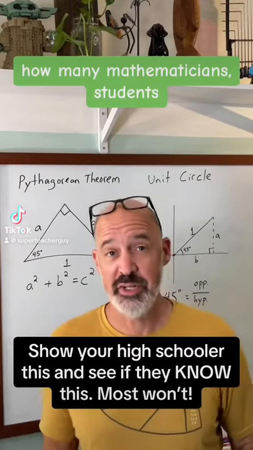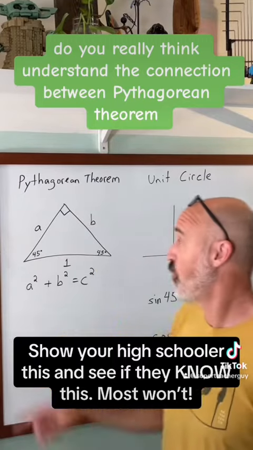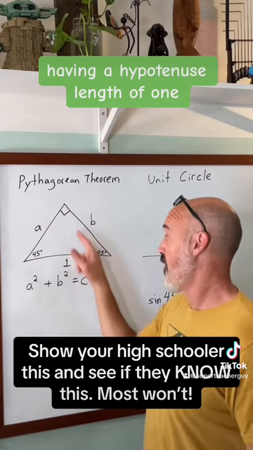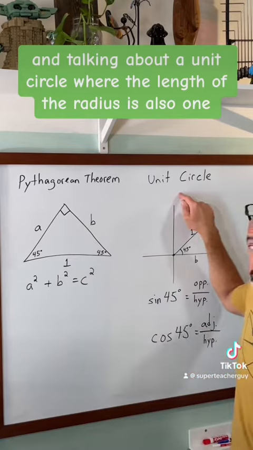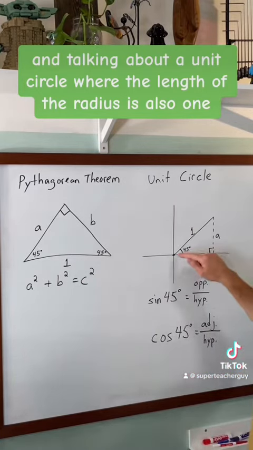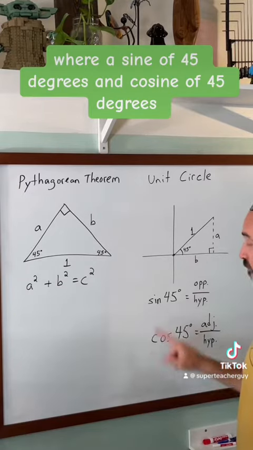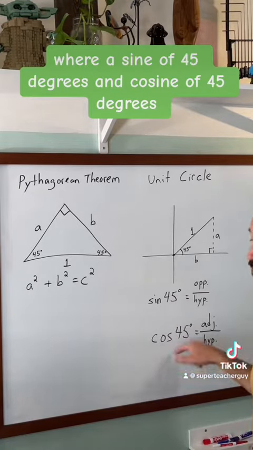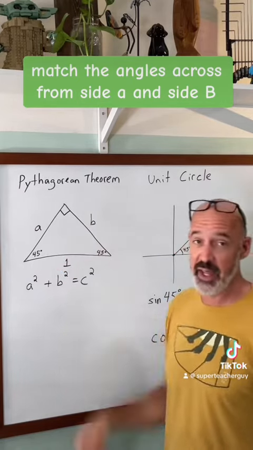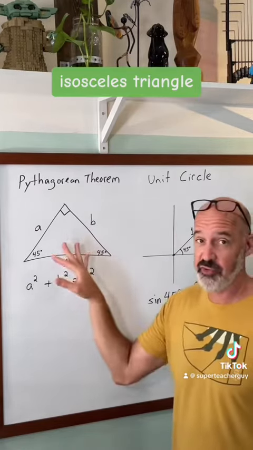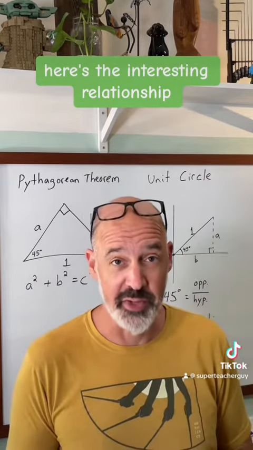How many students do you really think understand the connection between the Pythagorean theorem, having a hypotenuse length of 1, and talking about a unit circle where the length of the radius is also 1, where sine of 45 degrees and cosine of 45 degrees match the angles across from side A and side B? Isosceles triangle, isosceles triangle. Here's the interesting relationship.